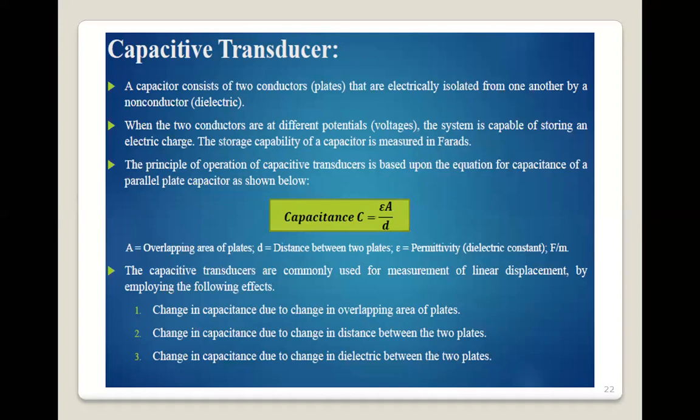Okay. So I will explain you one example that is based on the capacitive transducer.